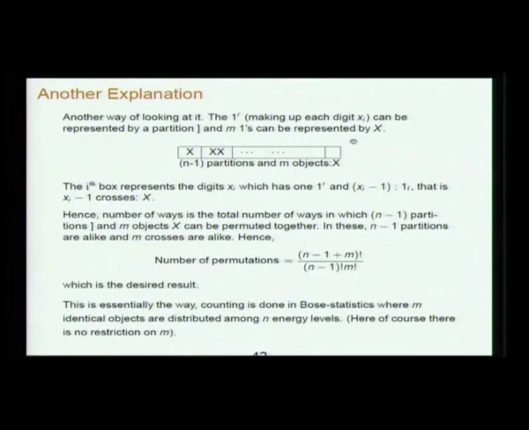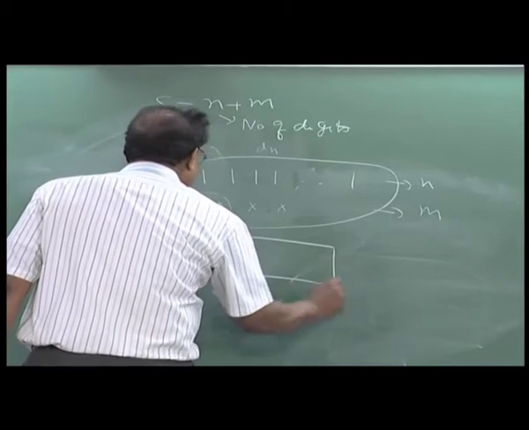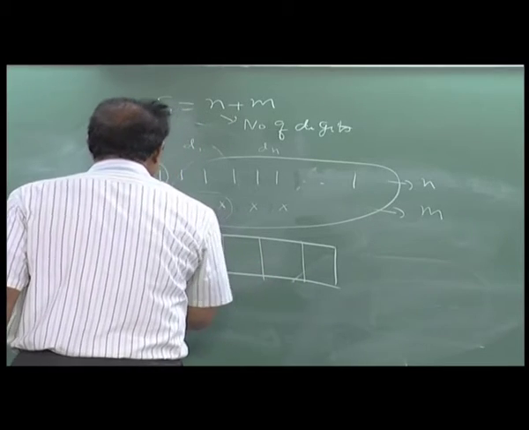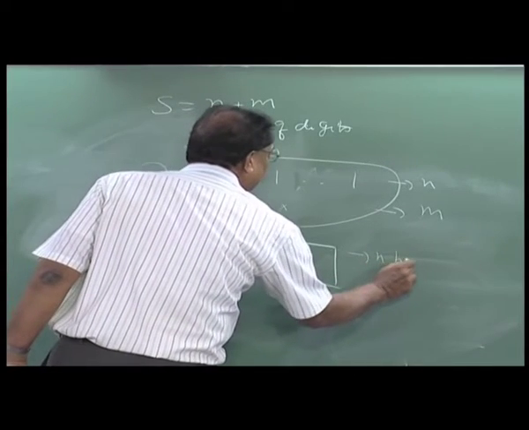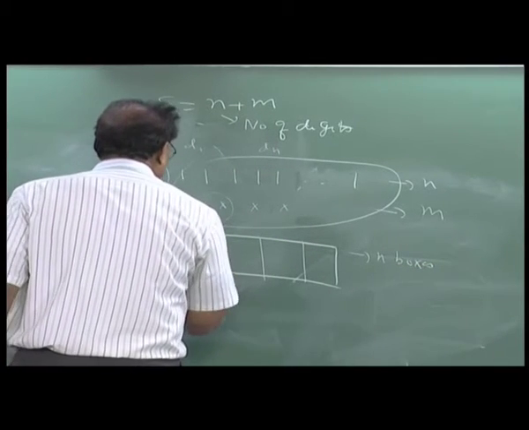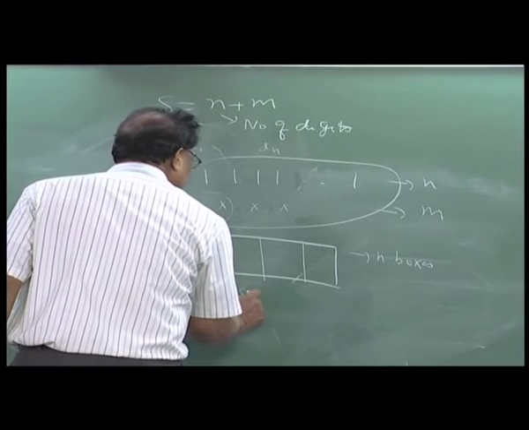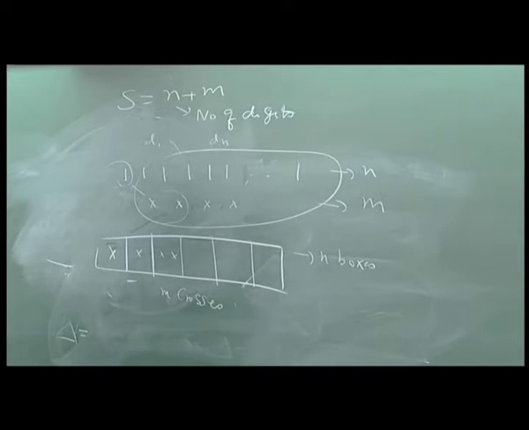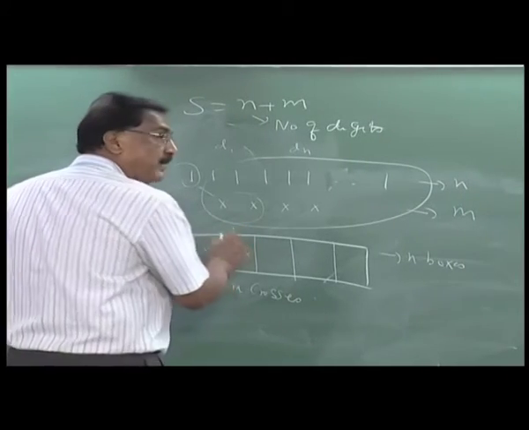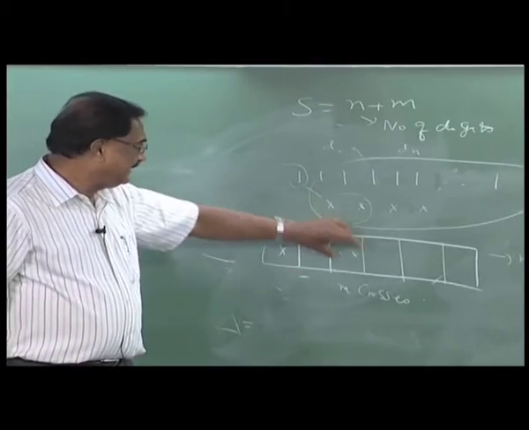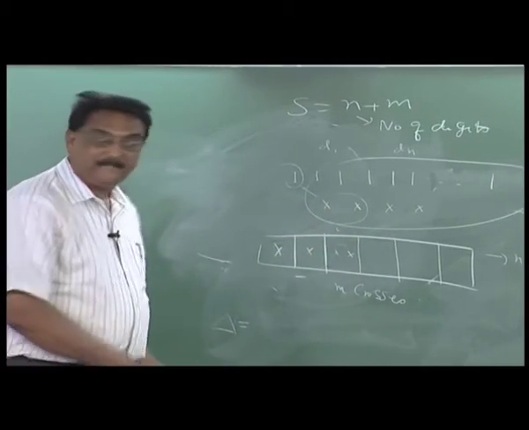So, you can write it like this: there are n boxes, there are n minus 1 partitions, okay, there are total n boxes, and these are m crosses. Then you permute this. Suppose you have the box i, you have 1 in it and some number of x's here, you see. That will give you the digit corresponding to the ith digit.